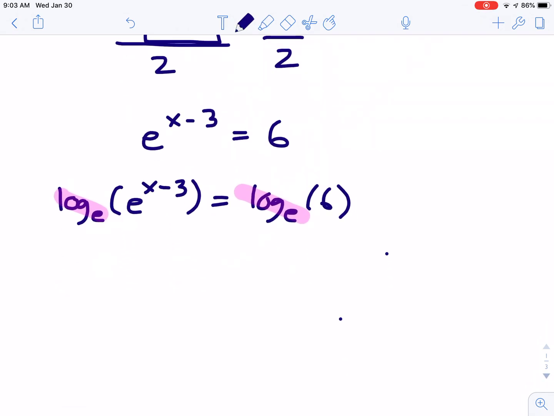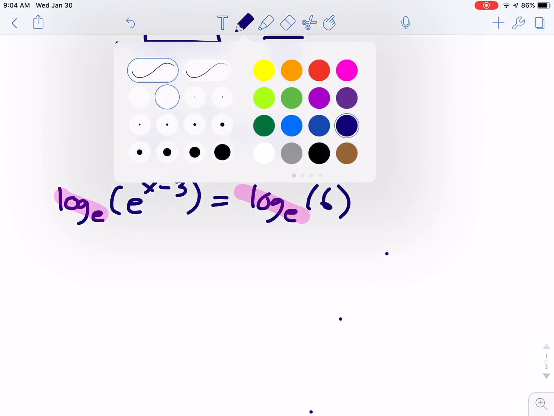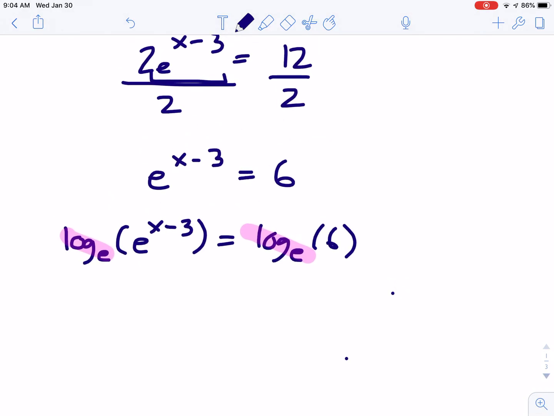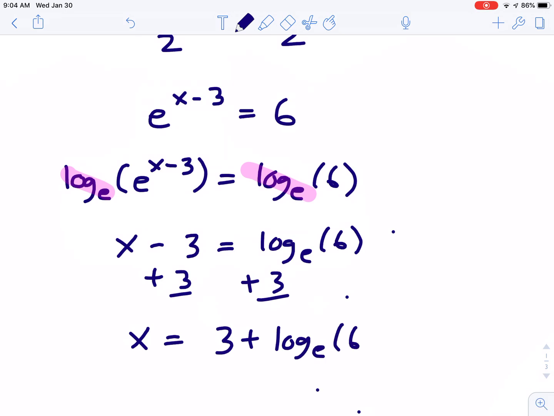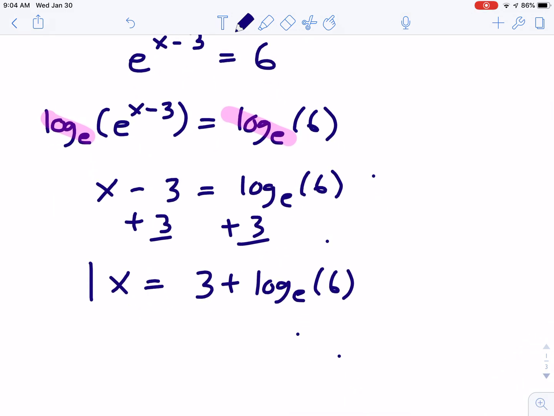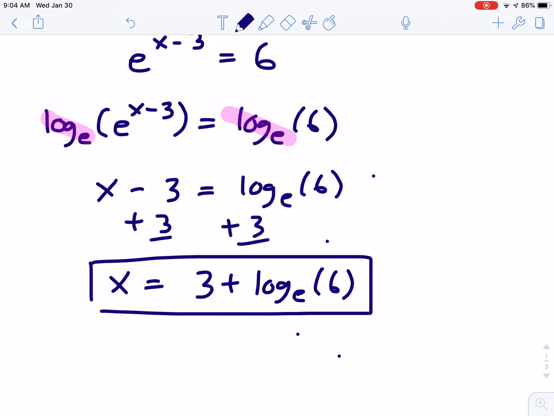in this case, it'll cancel out over here, and you get x minus 3 equals log base E of 6. And if we add 3 to both sides, you get x equals 3 plus log base E of 6. Or you can write log base e of 6 plus 3. And that's our answer. Or you can put it in your calculator and get an approximate value.